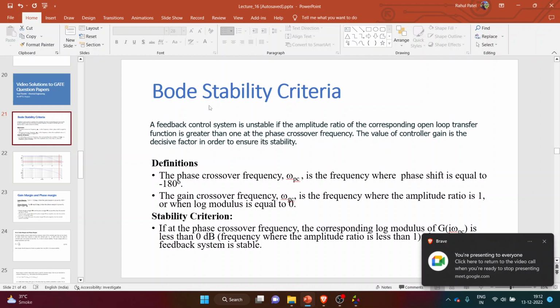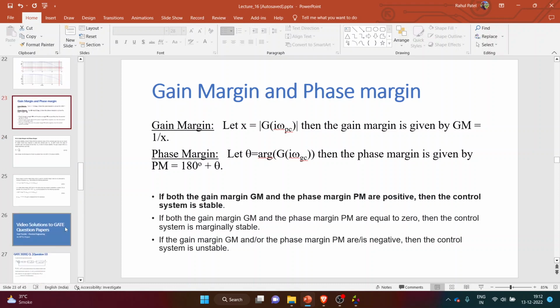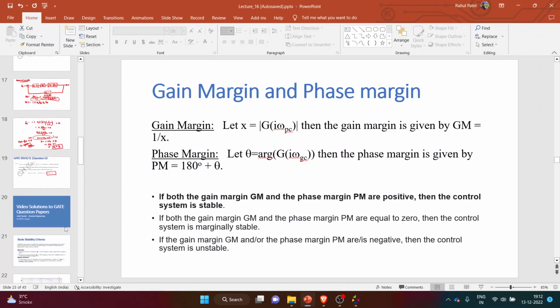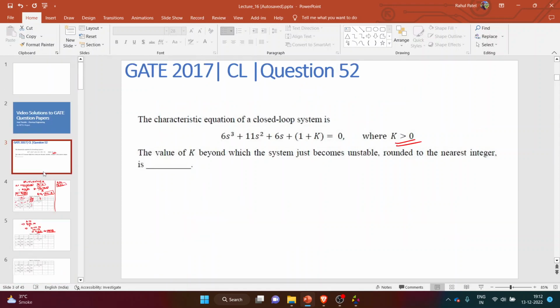So today we will be covering the Bode stability criterion and the definitions of gain margin and phase margin, and solve the numericals related to that. But before that, first let us solve a couple of questions related to the Routh array.